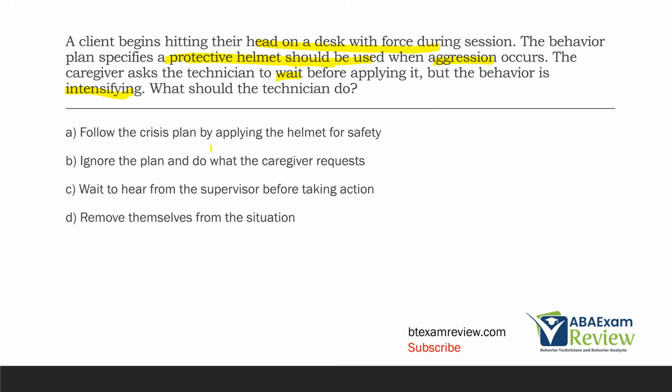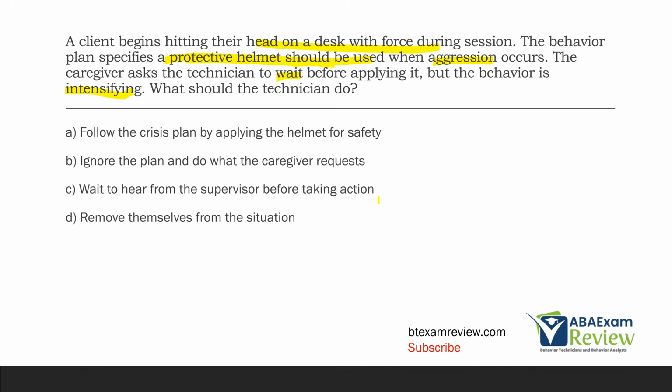A, follow the crisis plan by applying the helmet for safety. Yes, we have to. We've got to keep them safe first, and then we can go through the other steps. But safety is number one. Doing no harm is number one. Read all of our answer choices. B, ignore the plan and do what the caregiver requests. Can't just ignore this crisis plan. The crisis plan is one of those things that it's in place and needs to be followed exactly every time.